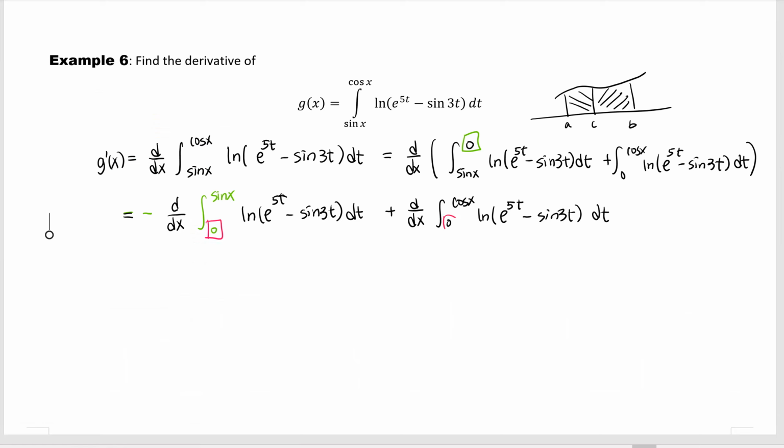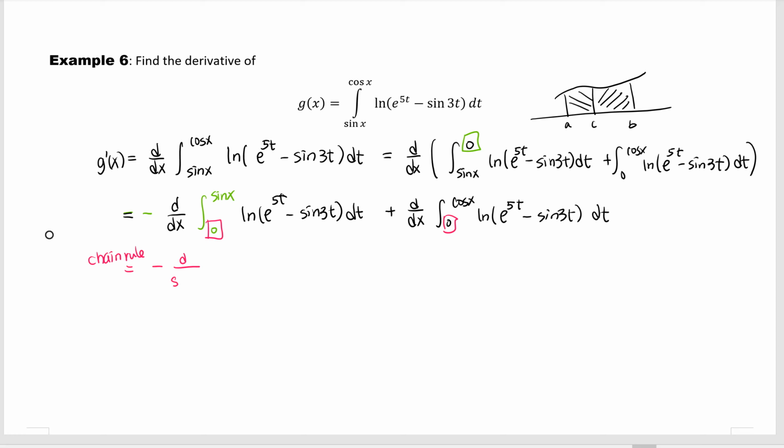lower limits of integration are constants. But how about the upper limit of integration? Are they the same? No. So we're going to need the chain rule. This is the hardest problem it can be of this type, using the fundamental theorem of calculus part 1 to find the derivative of functions defined by a definite integral.